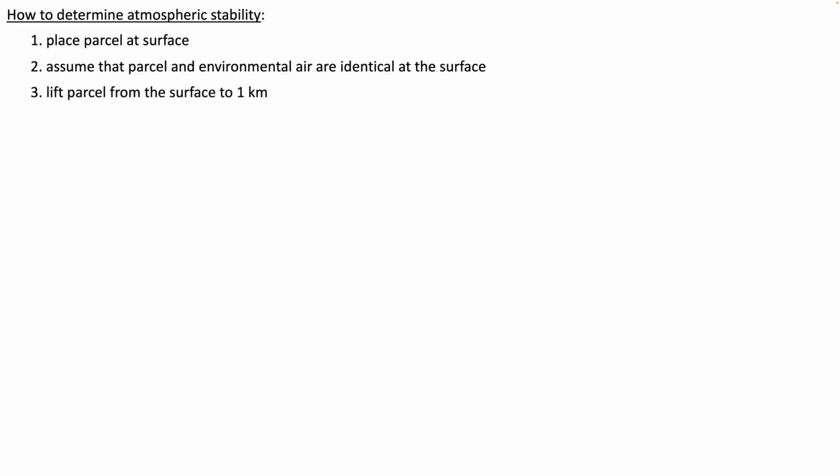To determine the stability of the atmosphere, number 1, you're going to place a parcel at the surface. You're going to assume that the air inside the parcel has the same characteristics as the air in the environment at the surface, so the air inside the parcel has the same temperature and dew point as the surrounding environment at the surface. We're then going to lift the parcel from the surface to 1 kilometer, and compare the parcel and environmental temperatures at 1 kilometer. While we compare temperatures, we're also doing a comparison of densities, assuming that the pressure inside of the parcel is identical to the pressure of the atmosphere at 1 kilometer.